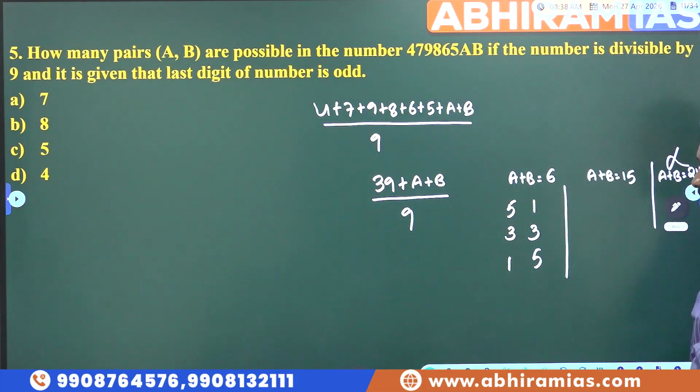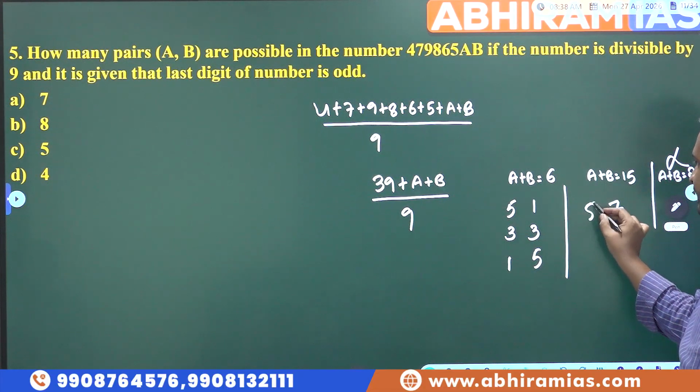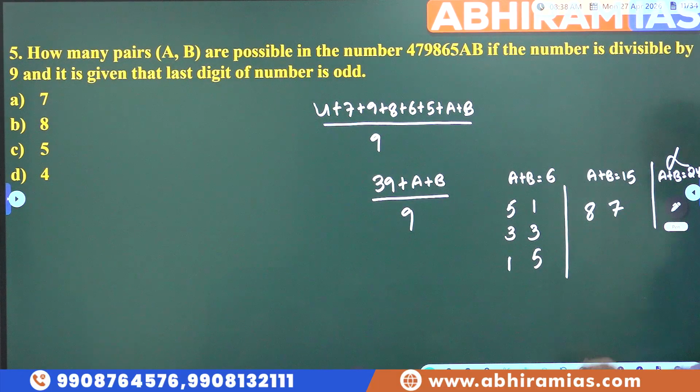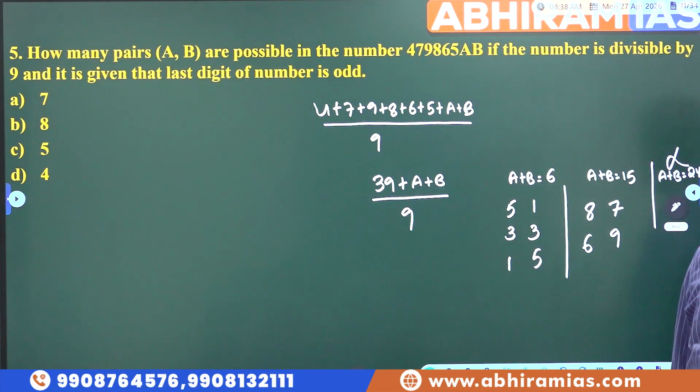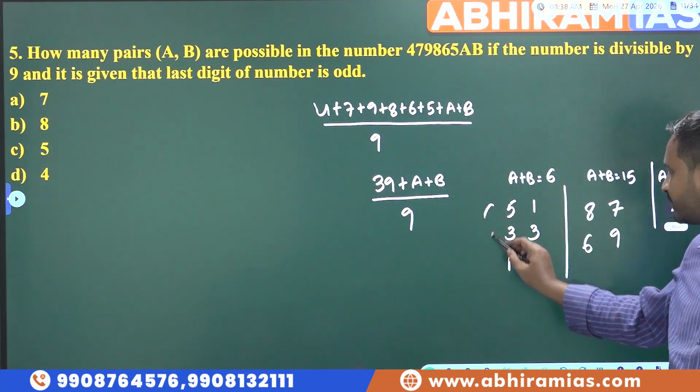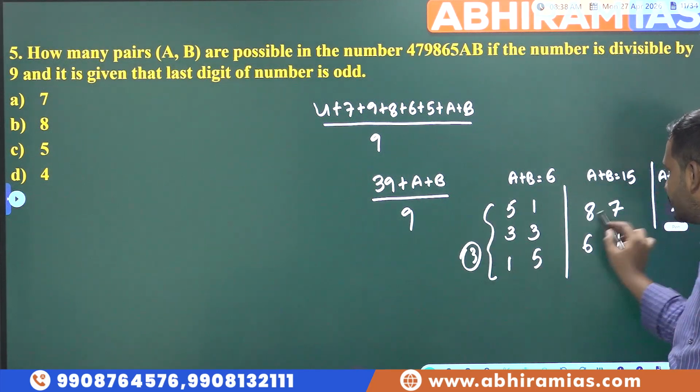సో ఐ కెన్ టేక్ B as 7. దెన్ A becomes 8. ఇట్ ఈస్ పాసిబుల్. ఎస్. కెన్ ఐ టేక్ B as 9? ఎస్. దెన్ A will become 6. నెక్స్ట్ దట్స్ ఇట్. అంతే కదా, సింగిల్ డిజిట్స్ అక్కడికి ఎండ్ అయిపోయినాయి. సో హౌ మెనీ ఛాన్స్ ఆర్ దేర్ ఫర్ మీ హియర్? 3 here and 2 here.